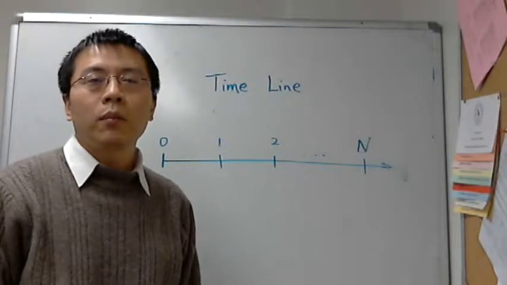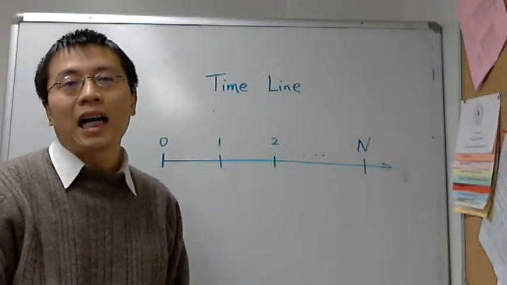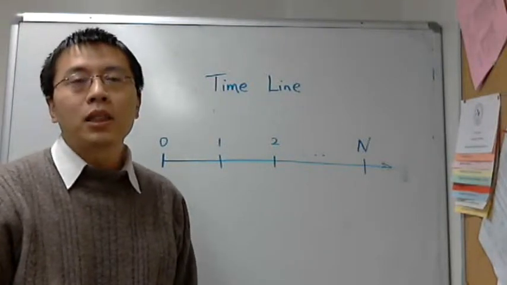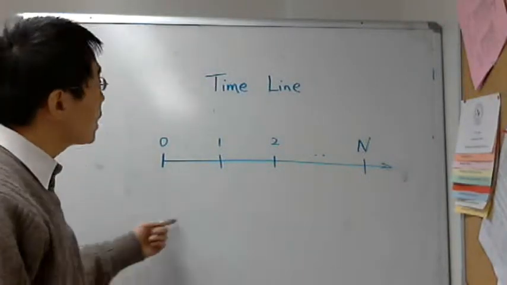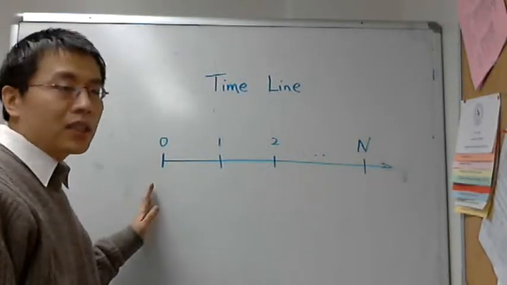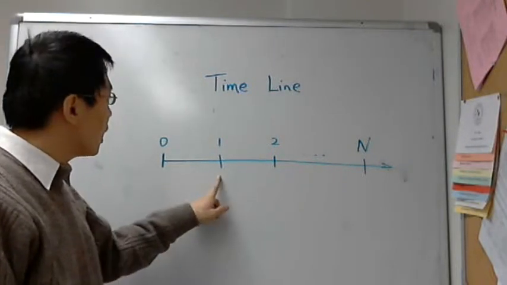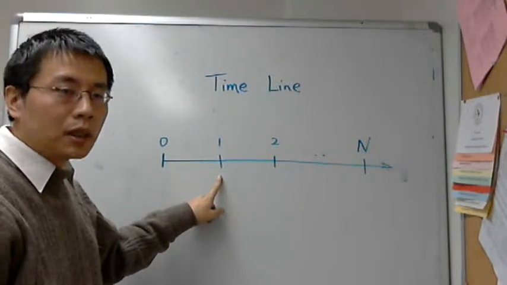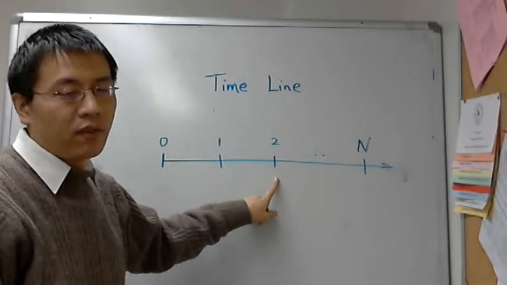In this video, I'm going to introduce a very important tool. It is called a timeline. Timeline is used to model investment projects. This is a timeline. The left side represents the beginning of the investment. This is the first period into the investment. This is the second period into the investment.